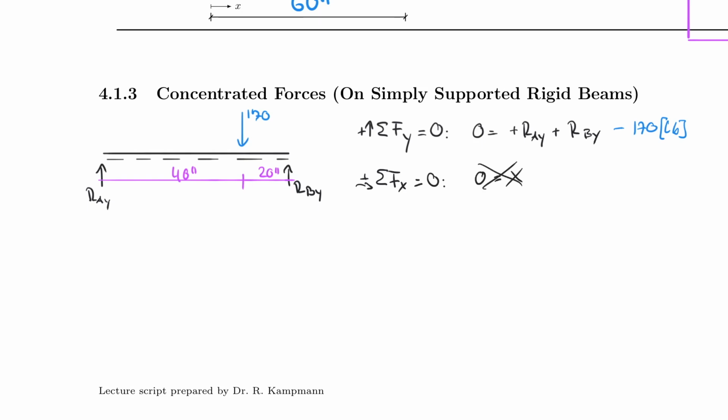So what do we do now? Like, why does physics still work? And the answer is we have one more equilibrium, or one more concept, that we have not explored yet. And that is actually moment equilibrium, right? So moment equilibrium.